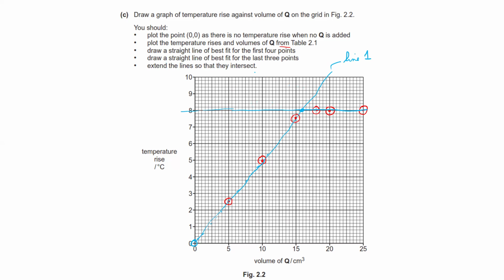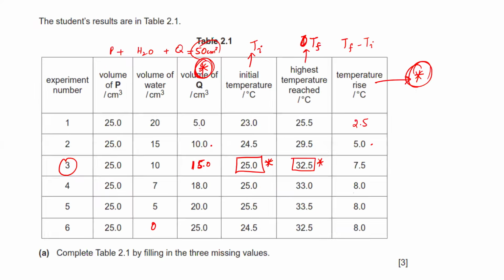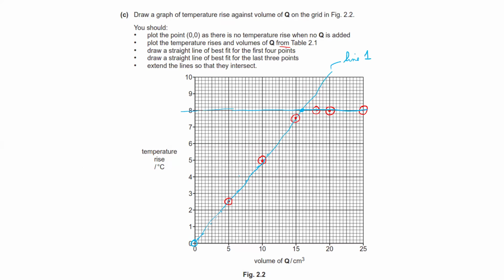Extend the line so that they intersect. So this is your intersection point. And remember, in such questions, this point where your temperature rise starts to level out, or there is no further increase in temperature, means that this is the volume of Q, also acid, that completely neutralizes the base P, NaOH, in the solution, and that is what we will be using. So that's maybe the next part of it.